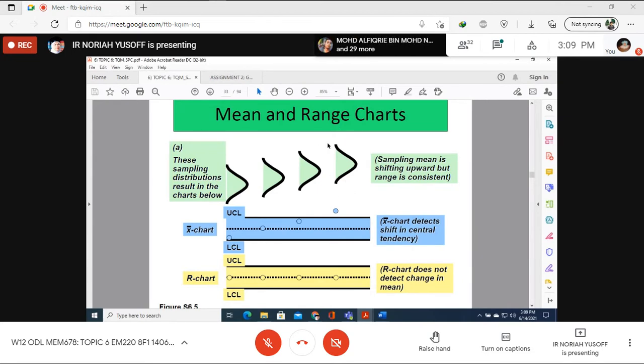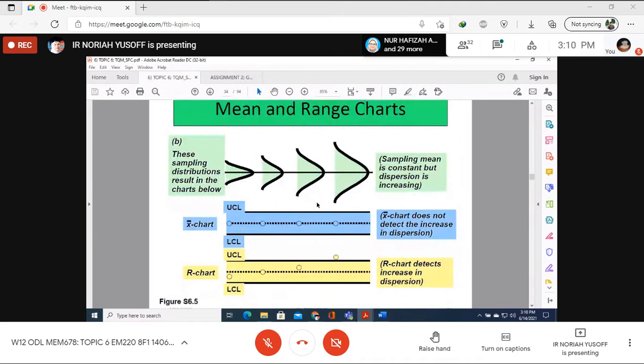Say the last one here is 14. By right, 14 is already out of range, but here it is 10. But 14 minus 10, you still get a value within the range. The R chart won't detect it. If you are only using the R chart, it won't detect, because you will get 4, 4, 4, 4 only. Do you understand what I mean? But the X bar chart will detect it, because it has started to skew to the right. It moves upward.